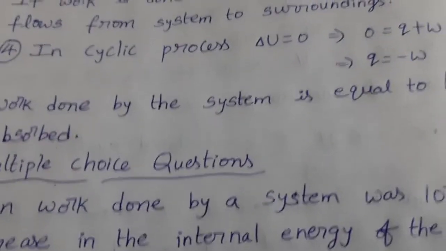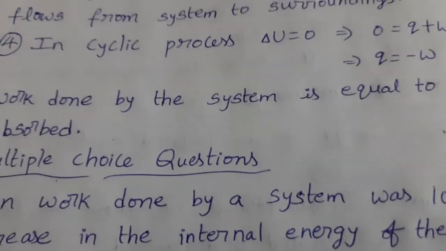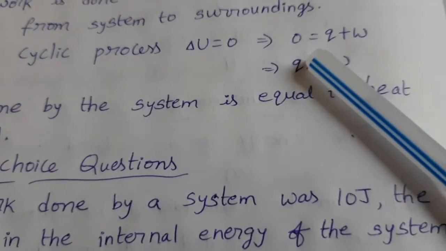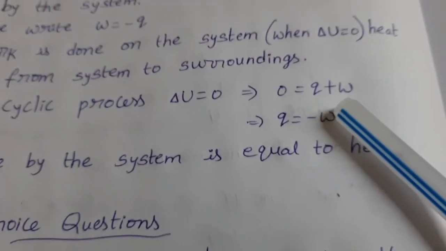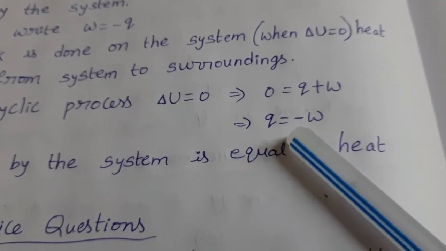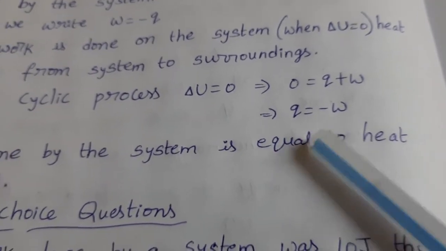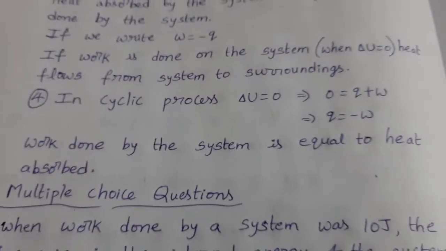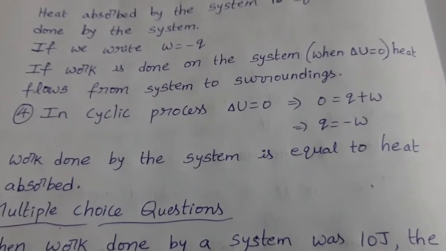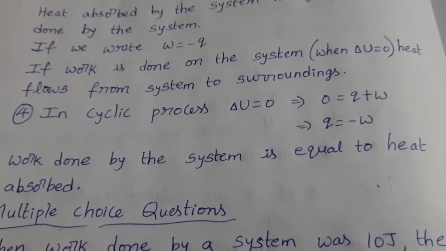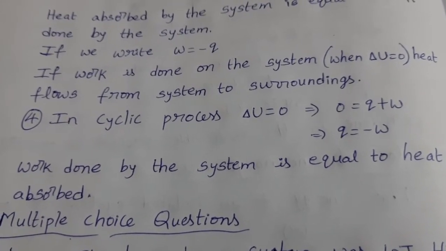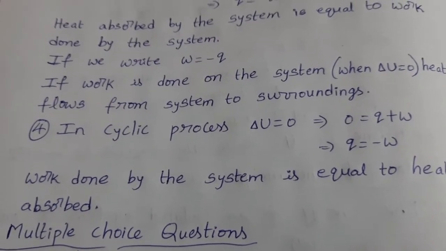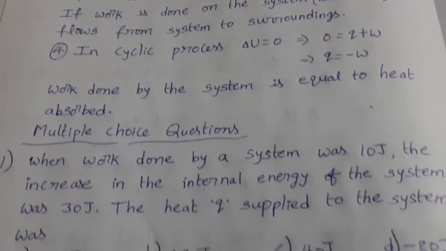Next, in cyclic process, delta U equal to 0, then Q plus W equal to 0, that is Q equal to minus W. Here also same meaning. Work done by the system is equal to heat absorbed by the system. Okay. So these are different types of cases. Sometimes students may get confusion. So remember them carefully.